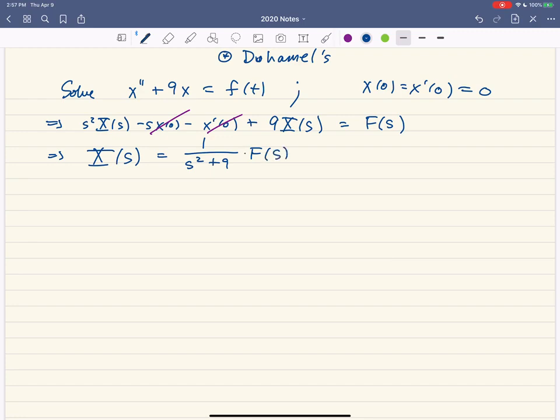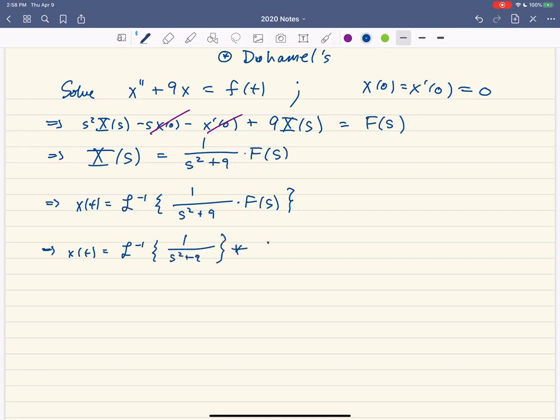And so we have a product in our answer. So our transform, capital X, is equal to a product. And if we take the inverse Laplace transform, in other words, to get little x, this will be the inverse Laplace transform of 1 over s^2 + 9 times F. We know that the inverse Laplace transform of a product will be a convolution. So little x of t is going to be the inverse of 1 over s^2 + 9 convolved with the inverse Laplace transform of F.